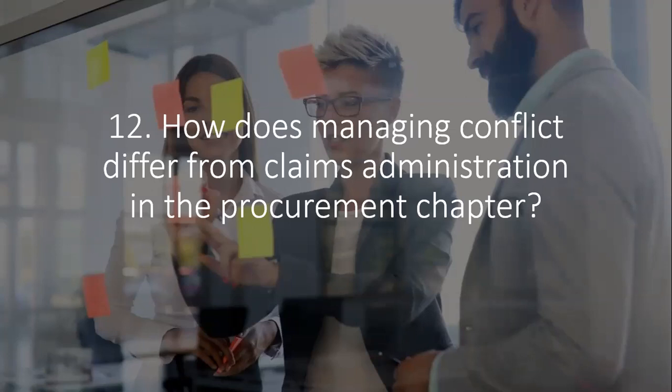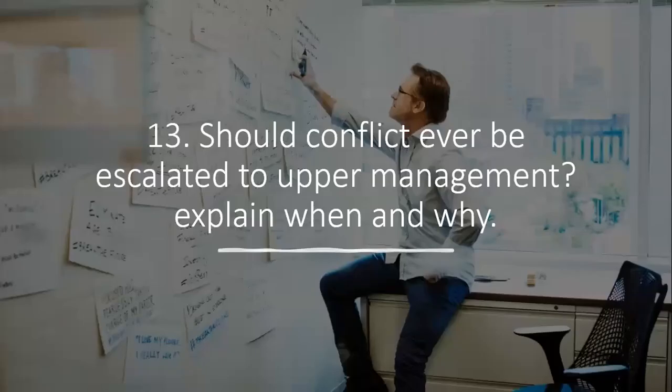It wasn't. But conflict has to do with a lot more personal views and opinions, positions, dispositions, and mindsets in general. When we're talking about claims, we're talking about things that should have been done in a particular way. It's a little bit more rigid. When we talk about claims, we're talking about arbitration, litigation, and mediation. Those are vehicles for resolve. But when we're talking about conflict, we're talking about compromise or reconcile, force or direct, and things such as that. Number 13, should conflict ever be escalated to upper management?